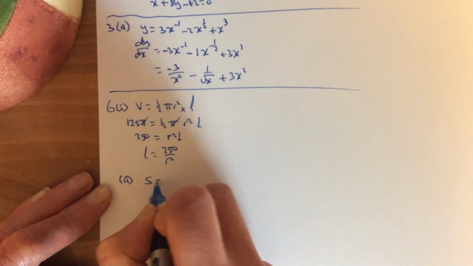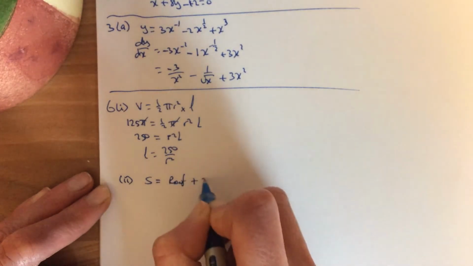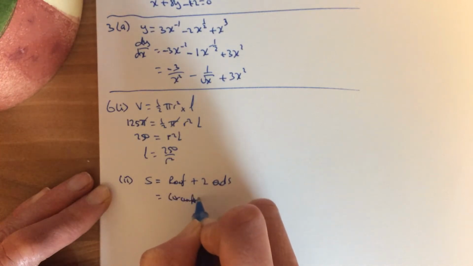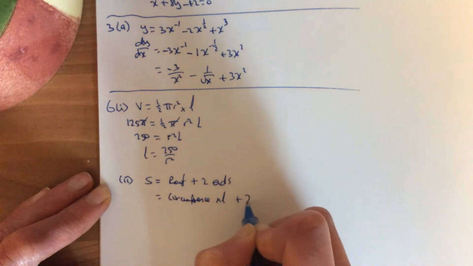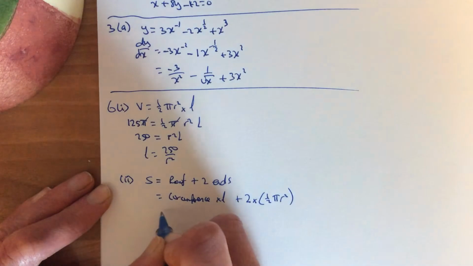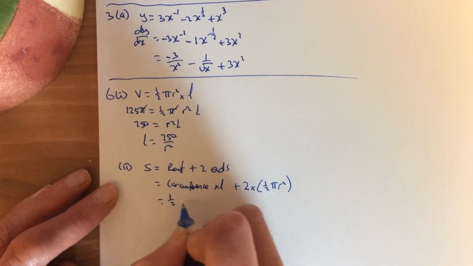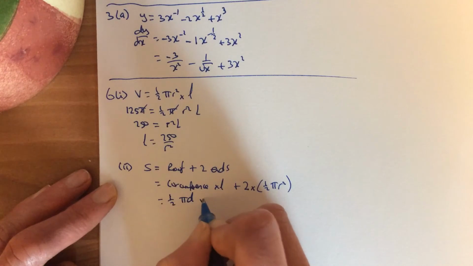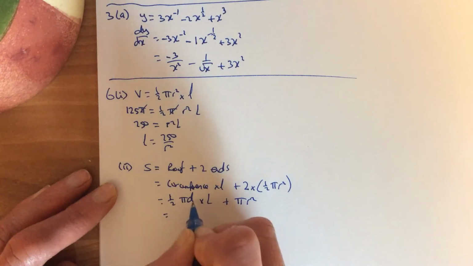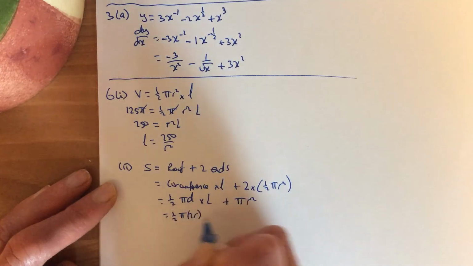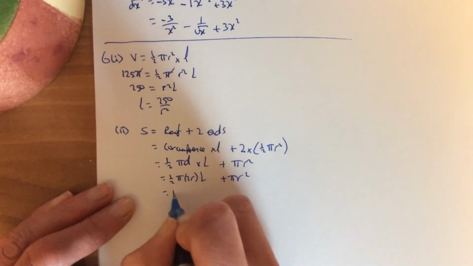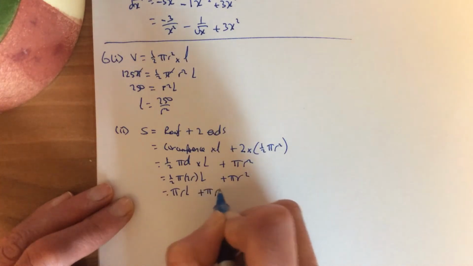Part 2 is wanting the surface area. So it's the roof plus the 2 ends. Now, the roof is the circumference times the length. And each end, 2 of them, is a semicircle. So it's a half pi r squared. The circumference, you've only got half the circumference. So it's half pi d for circumference times your length. 2 times a half is 1, so it's just pi r squared. Diameter is 2 radius times L times pi r squared. Half times 2 cancels off, so you get pi r L plus pi r squared.